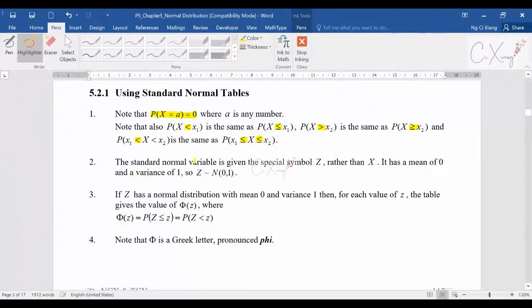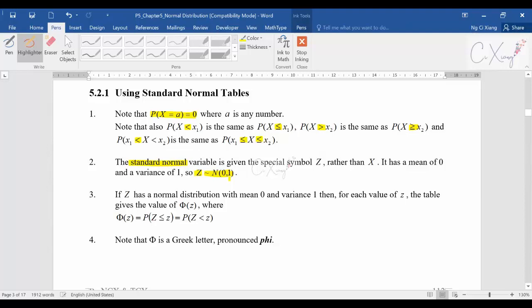Then after that, the standard normal variable is given the special symbol z rather than x. So we call it standard normal, because on the table provided, there is only one table provided for the normal distribution. So we already standardize it. For the standardized normal distribution, the variable we call z. So z is normally distributed, and after standardizing, the mean is always 0 and the variance is always 1.